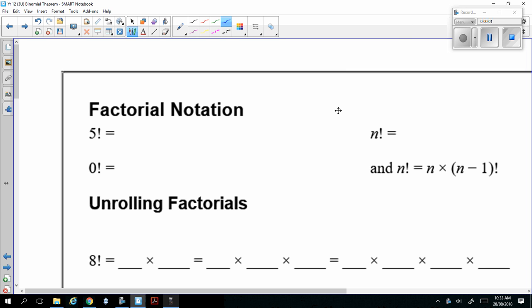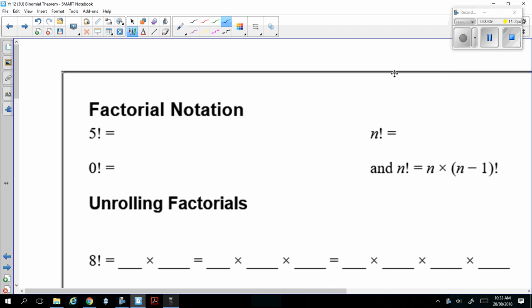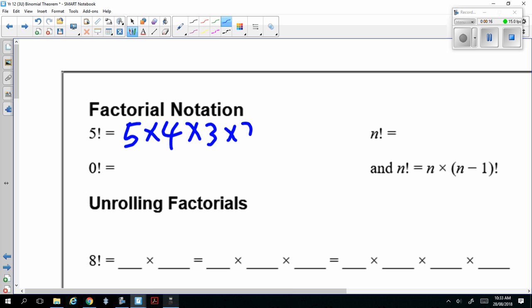What is factorial notation? There's a button on your calculator that has an exclamation mark. So press 5 and that gives you a number, 120. Now, how do they get 120? Let's give you the definition. It means 5 times 4 times 3 times 2 times 1, the product of all the consecutive numbers up to the number 5, which is 120.